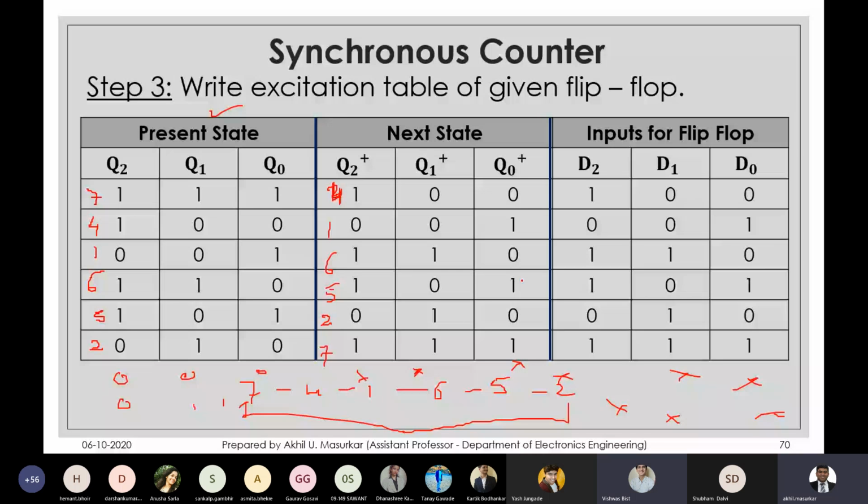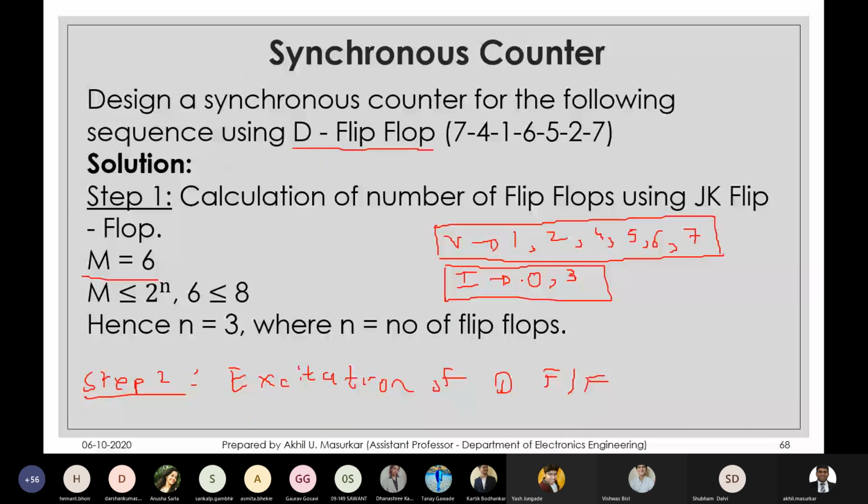Okay. So can you please show the question once again? Yes. This is also a counter, but it is counting 6 states, not up, not down, in some sequence given to you.